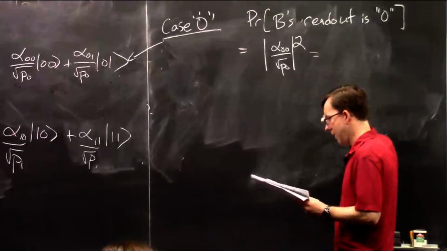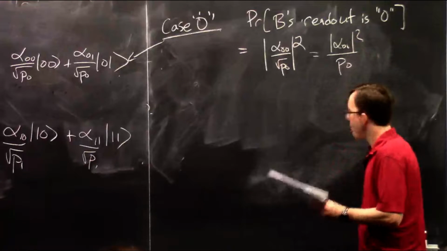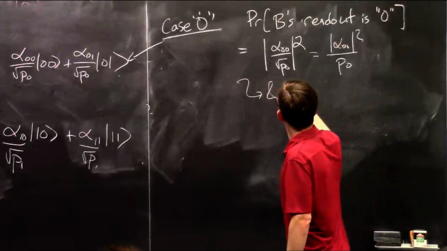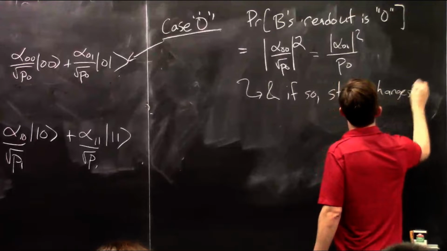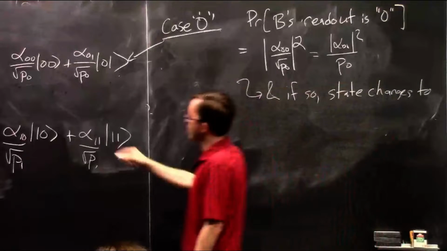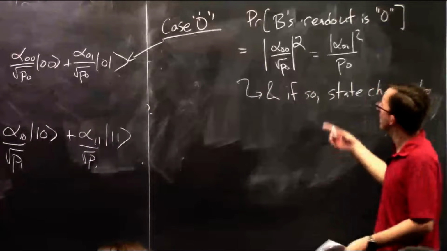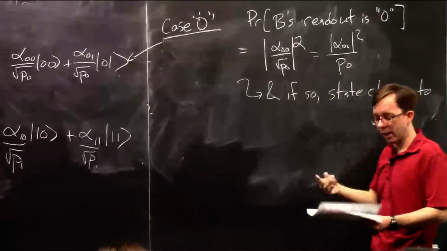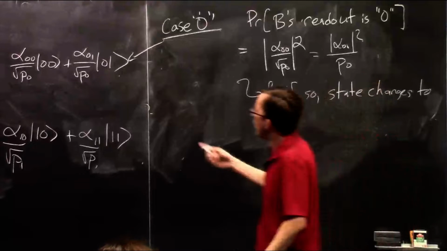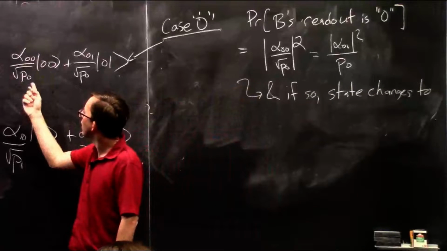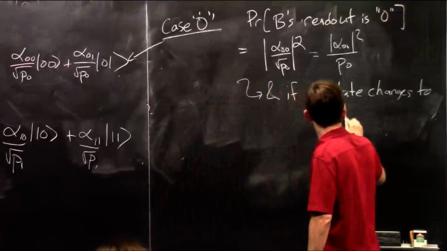Which is the magnitude of alpha 0,0 squared over p0. And if so, the state changes to, well, you retain all the pieces that are consistent with it, which is actually just this one, and you divide by the square root of this probability in order to make it a proper state. There is only one coefficient here, so when you divide by the square root of its square, it just cancels itself out. And the state changes to just |0,0>.